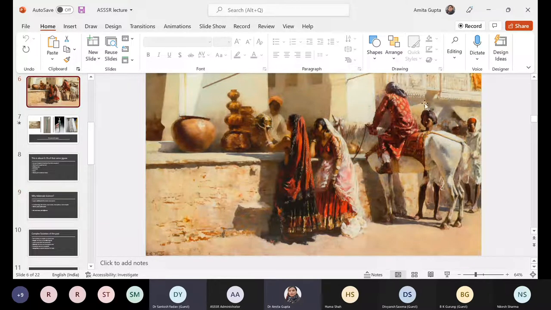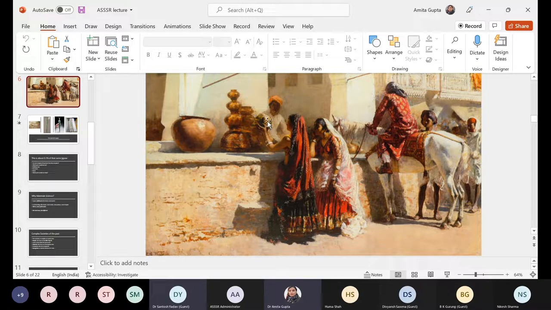But how are you going to deal with it? After 1,000 years, they are not going to survive. How are you going to recreate this civilization, this scenario, these customs? The tangible heritage you can see, but what about the intangible heritage which is here?